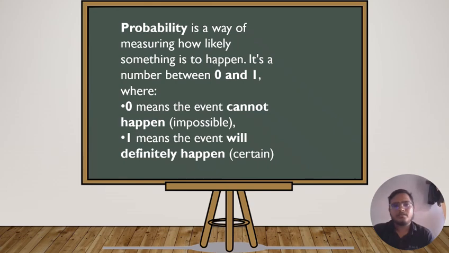Probability is a way of measuring how likely something is to happen. It is a number between 0 and 1. The probability always lies between 0 and 1. 0 means an impossible event, and 1 means a certain event. A certain event means one which will surely happen.